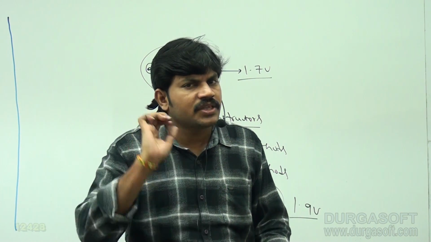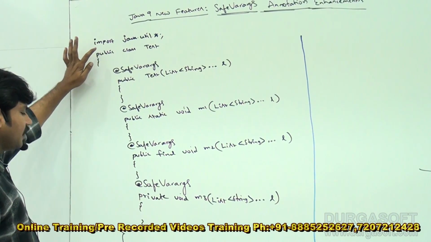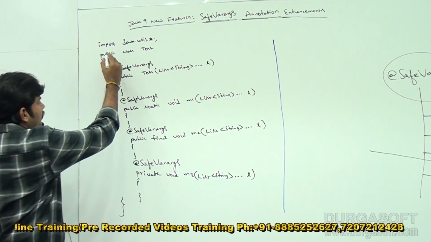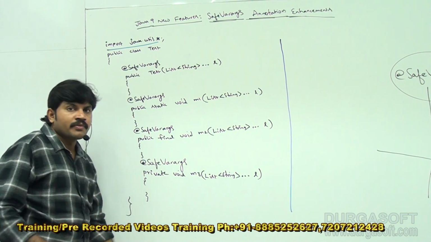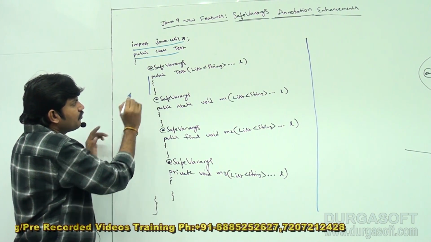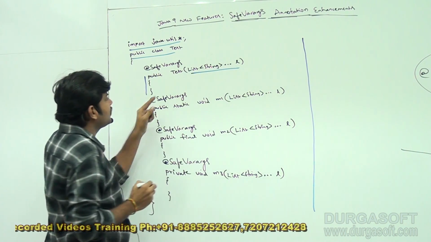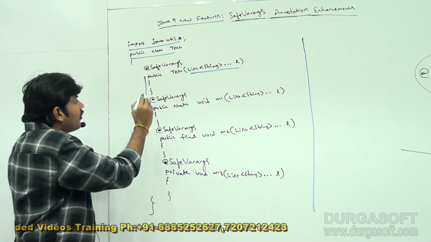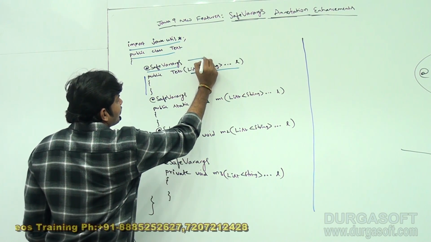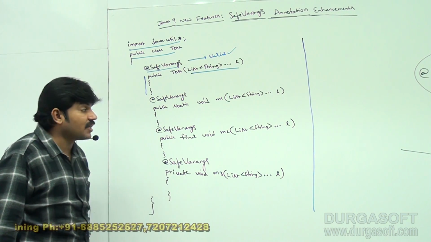Let me explain with a small example. Have a look once, observe it a bit carefully. It is import java.util.star. Public class Test. Public Test with a VARARG parameter, what is this one? A constructor. For the constructor, I am using the SafeVarargs annotation. Is it valid or not? Yes, perfectly it is valid, valid from 1.7 version onward.